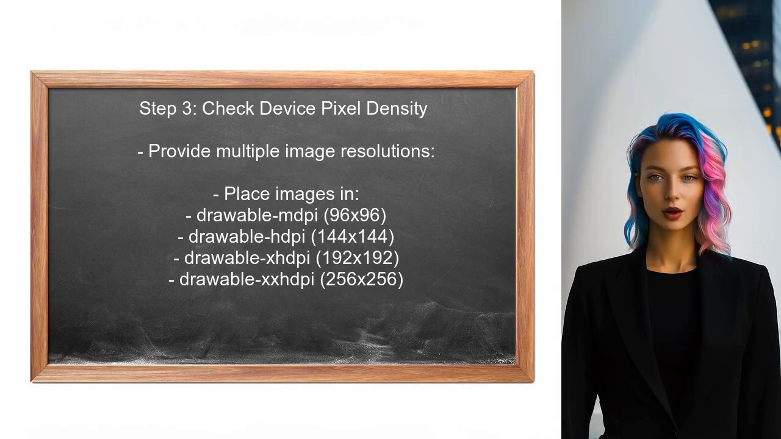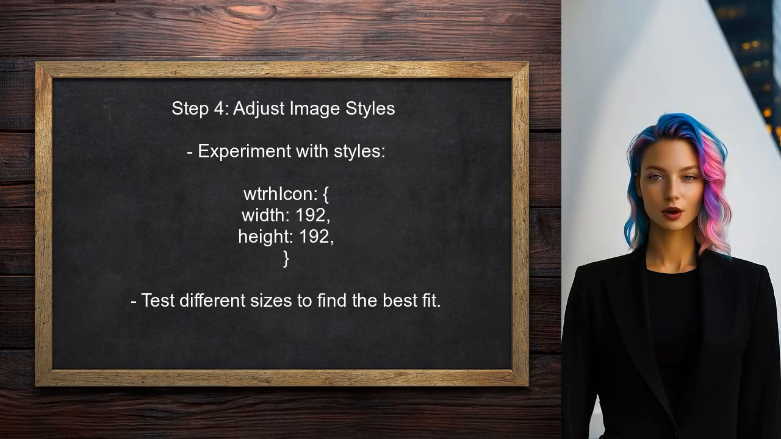Additionally, the user should check the device's pixel density. On Android, images can appear pixelated if the device has a high pixel density and the image resolution is low. The user can provide multiple resolutions of the image for different densities. Finally, the user should ensure that the styles applied to the image do not distort its appearance. They can experiment with different width and height values to see if that improves the clarity.